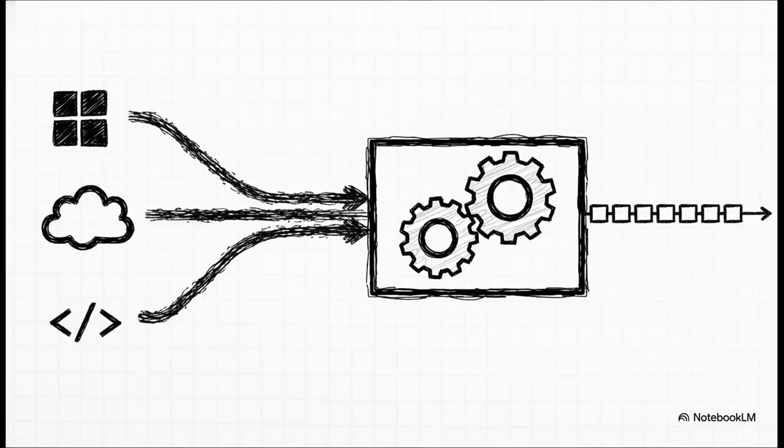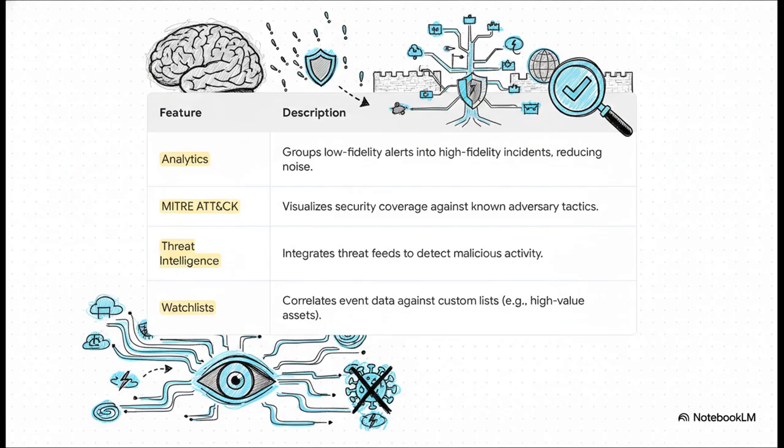Step 1, collection. This is all about getting the data in. And what's really cool here is the flexibility. Sentinel has tons of built-in connectors ready to go for both Microsoft stuff and pretty much everything else. But even if you have some unique, custom-built system, you can still connect it. And here's the crucial part. It takes all that messy, different data and normalizes it, cleaning it up into one consistent format that makes analysis so much easier.